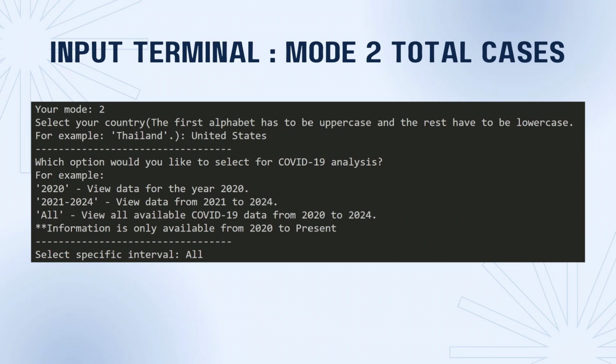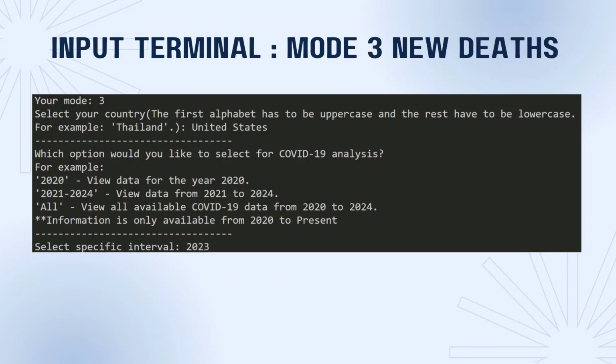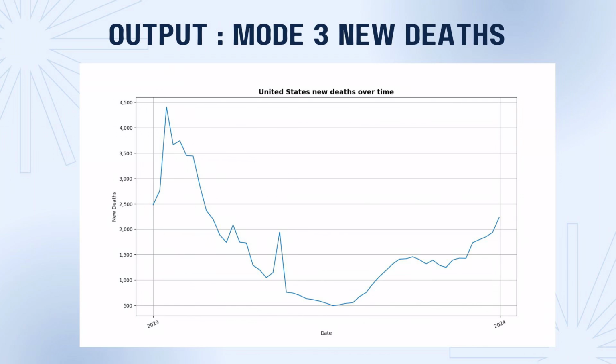For mode 2, it works similarly but displays cumulative total cases instead. For the output of mode 2, it shows the total cases of the specific country. For mode 3, it lets users view new COVID-19 deaths over time. The input interface remains the same, where users specify the country and date range. In this output graph of mode 3, we can observe new COVID-19 deaths over time.